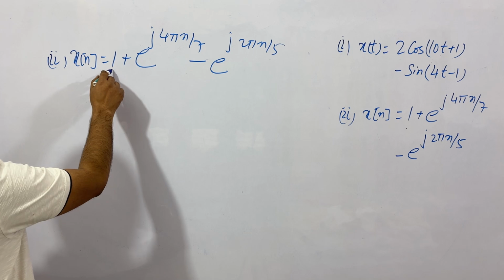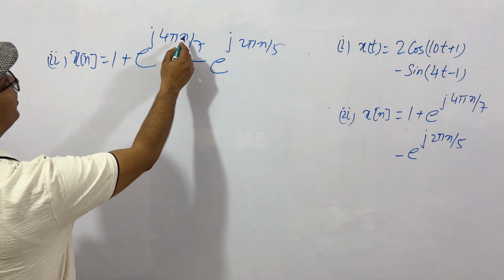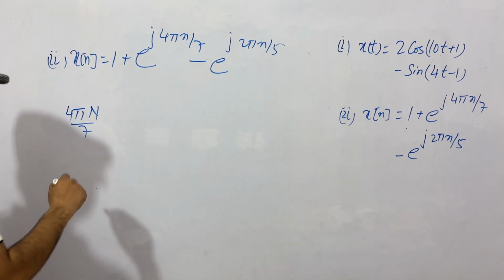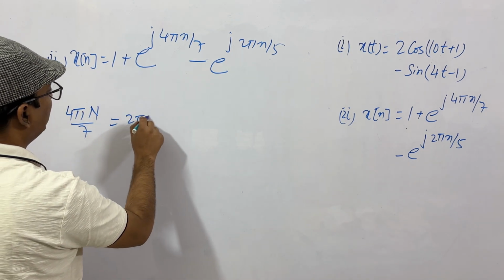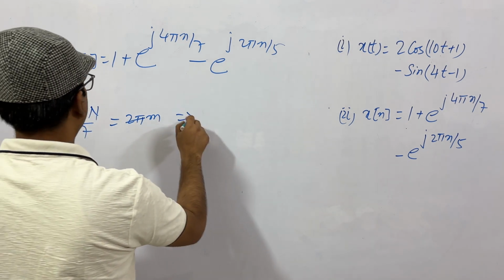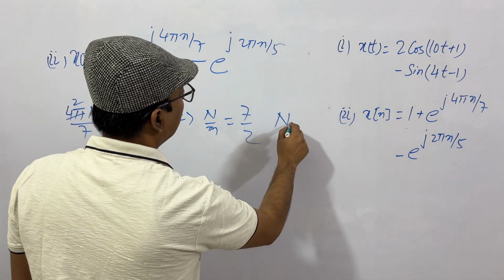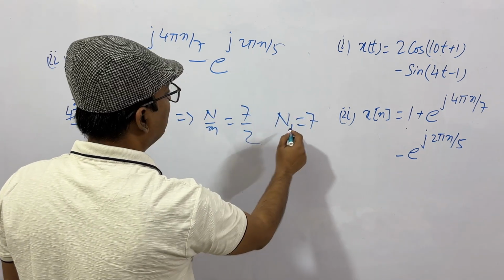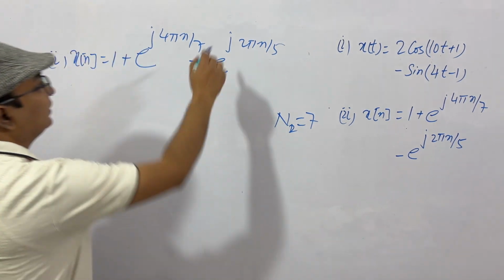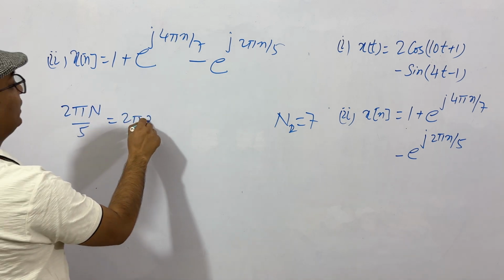So the time period for the first term is 1. For this one, what will it be? You know, if you put n plus N, you'll have 4 pi N by 7 equal to 2 pi m. I have done this in the last example, so I'm doing it directly. From here, this cancels with the 2, therefore N by m is equal to 7 by 2. So from here, N1 is 7, for m equal to 2. What about this? 2 pi N by 5 is equal to 2 pi m.